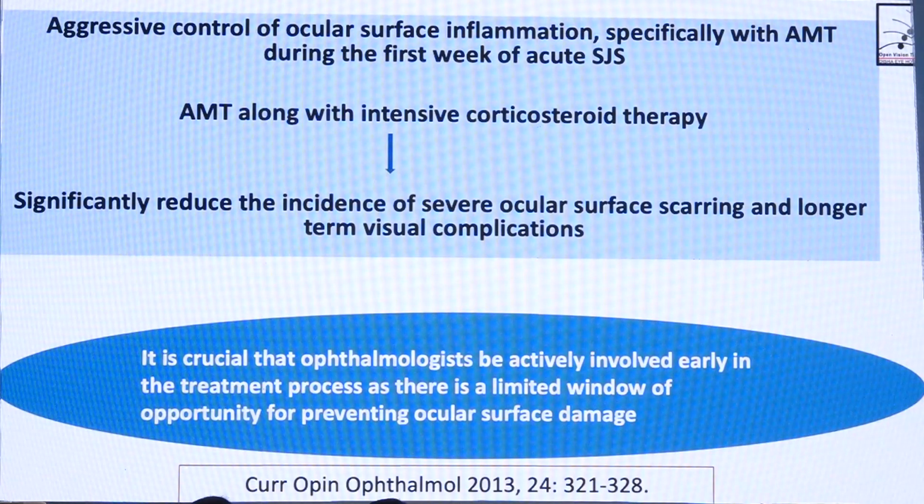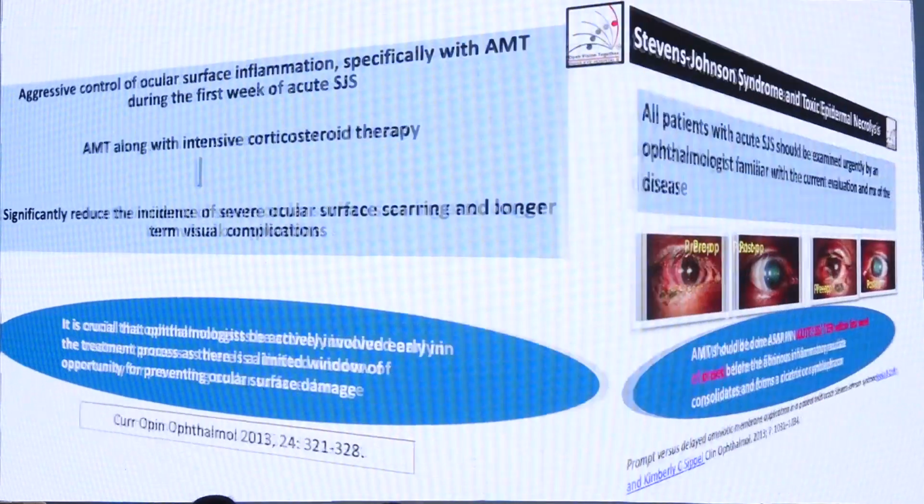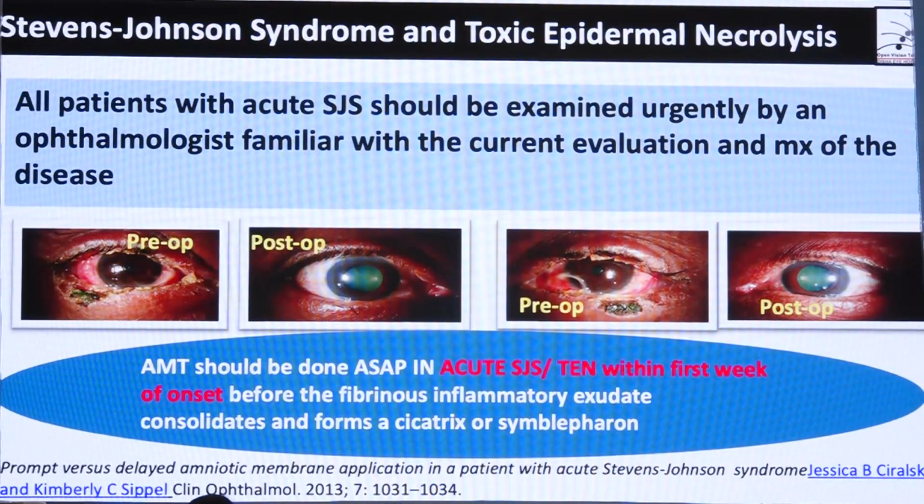And it is crucial that all ophthalmologists be actively involved early in the treatment process, as there is a limited window of opportunity for preventing ocular surface damage. This is a patient. This patient was, that means my friend, he is a doctor of medicine, and his teacher got affected and was admitted in Apollo in 2011. So all patients with acute SJS should be examined urgently by an ophthalmologist. Because he knew about these complications, he called me.